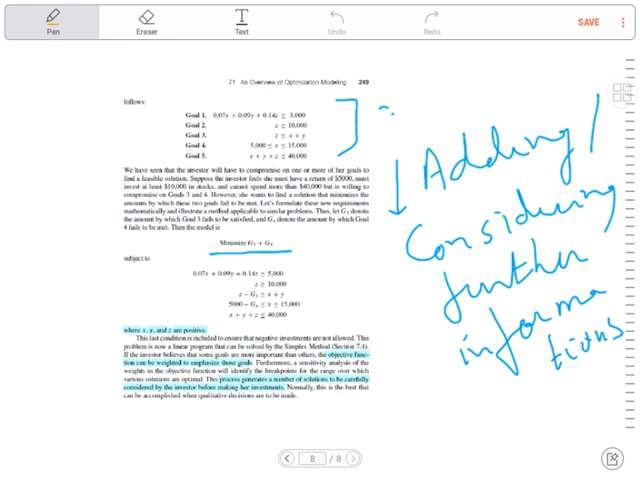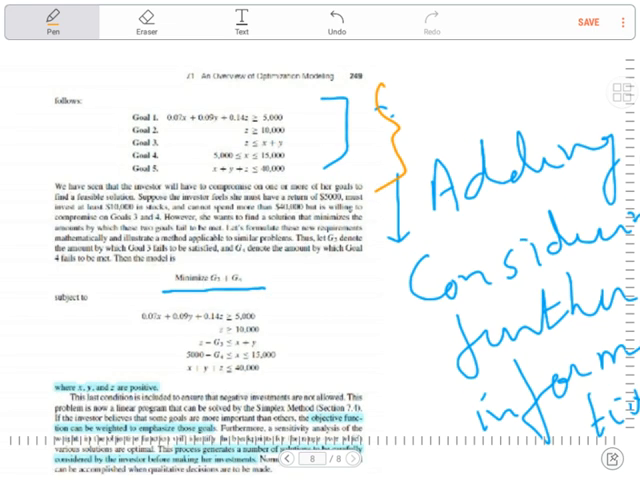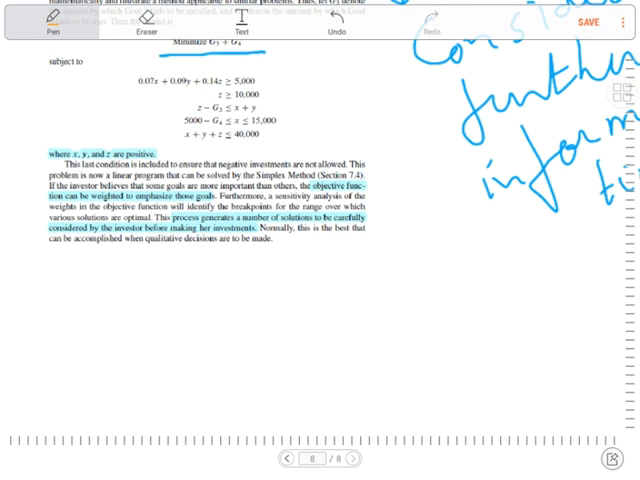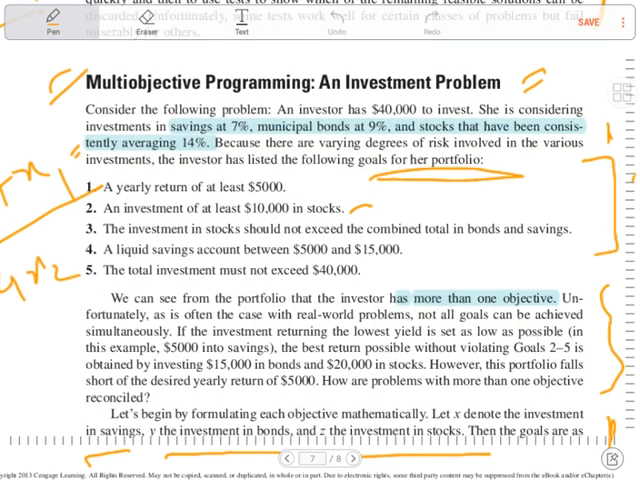What are the goals? These are the portfolio goals that have already been set. We said x was the amount invested in savings, so 0.07 times x, plus y was the amount invested in bonds, so 0.09 times y, plus the remaining in stocks, where 14% was the gain, so 0.14 times z. Total, what does she want? Her first goal was a yearly return of at least $5,000. That means a yearly profit of at least $5,000.